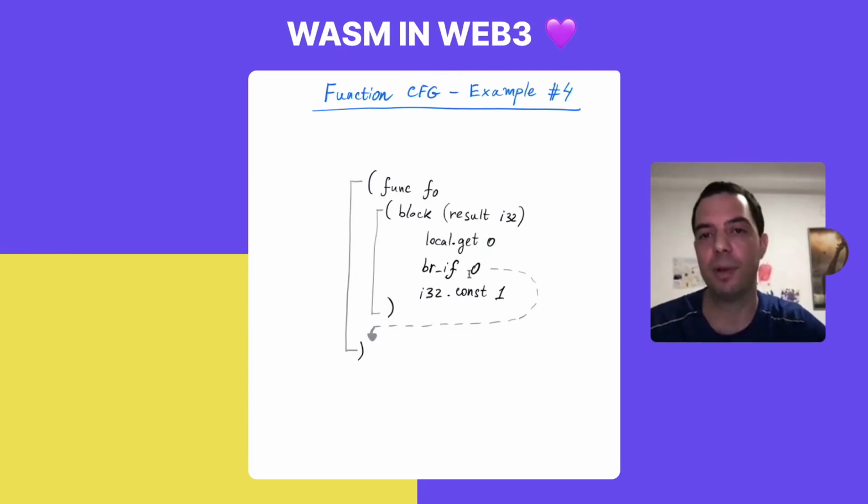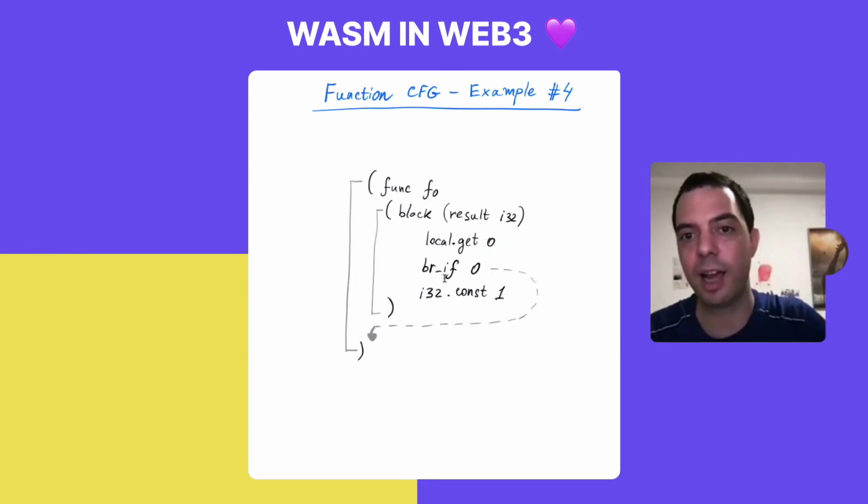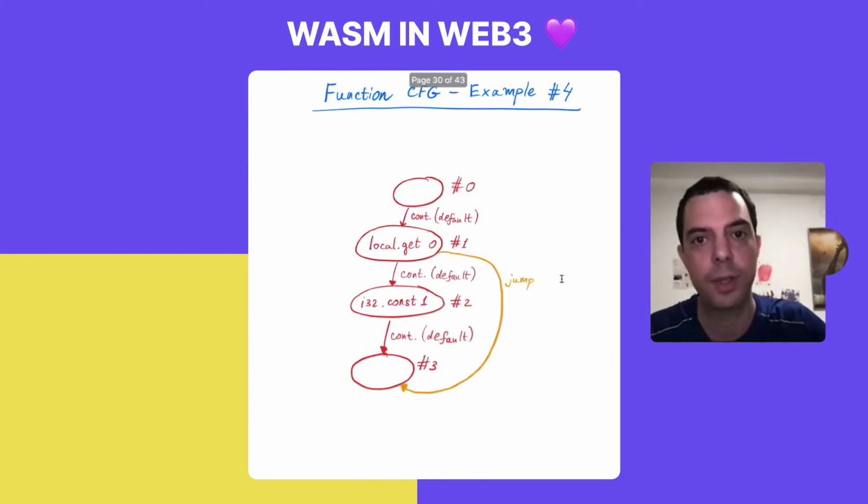Now, this is the same example as number 3, but this time the branch is conditional, okay? It depends on the value at the top of the stack. So it means that we either break from the scope and continue to the one instruction after the end of this block, this scope, or we continue to the next instruction. So let's see how the corresponding CFG looks.